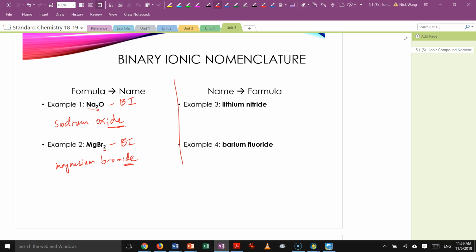On the right side, this one takes a little bit more work, going from a name to a formula. Lithium nitride. So again, what kind of compound is this? Yes, it's a binary ionic compound. We know that, but let's make sure we know why.